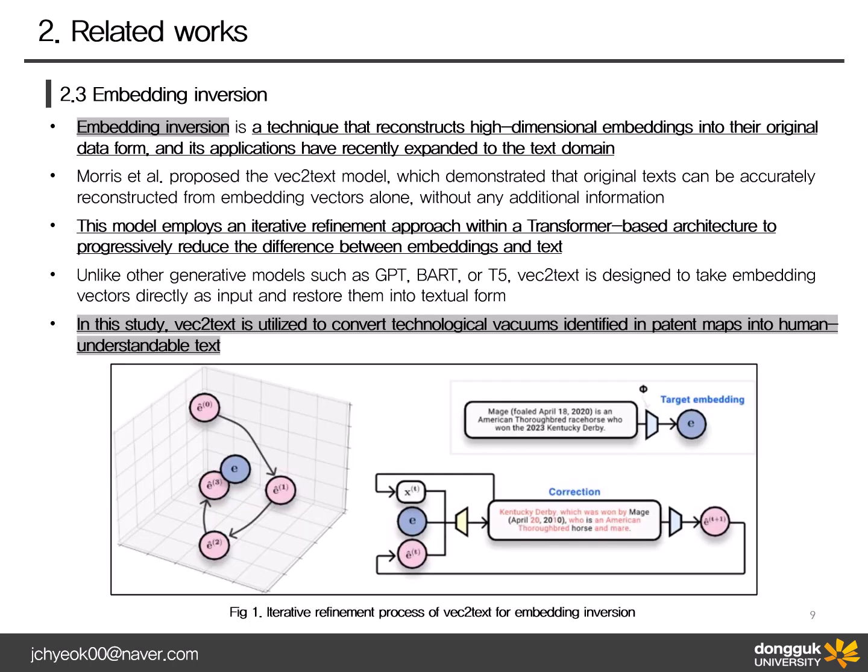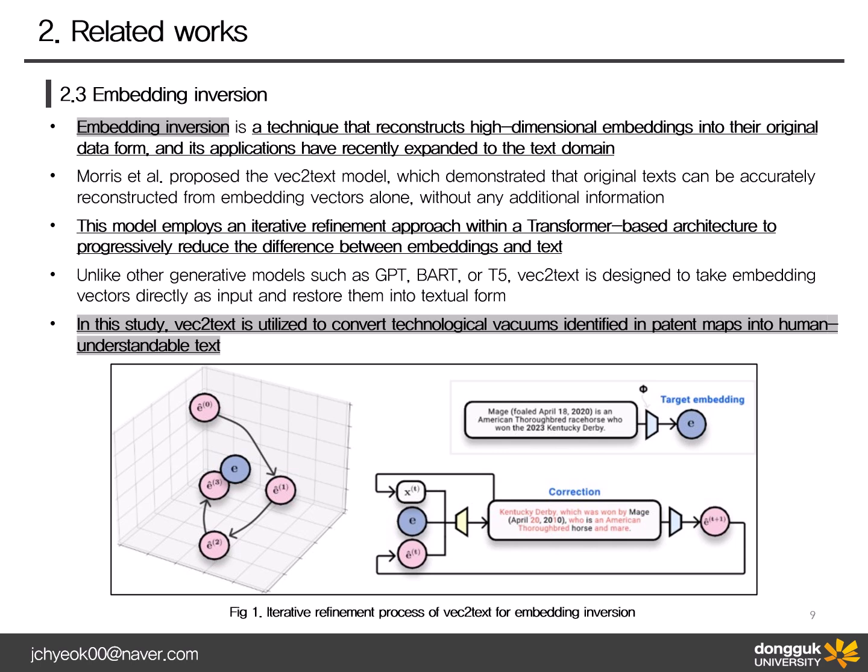Embedding inversion is a technique that reconstructs high-dimensional embeddings back into their original data forms, and its applications have recently expanded into the text domain. Among such approaches, the back-to-text model proposed in previous research has demonstrated that it can accurately reconstruct original text using only embedding vectors without any additional information.